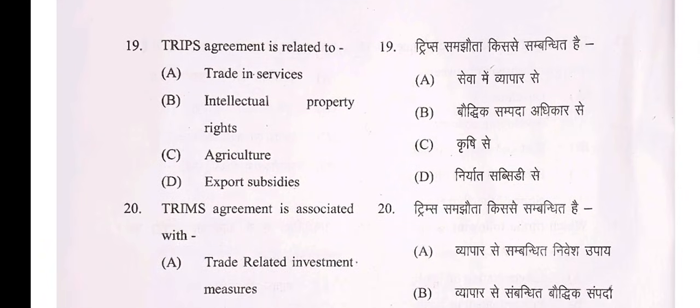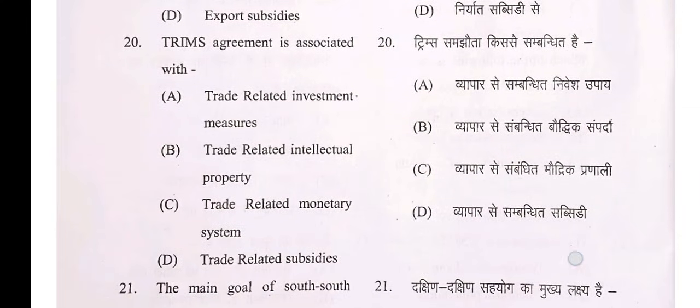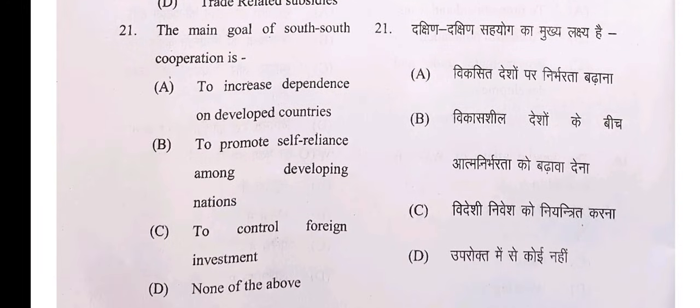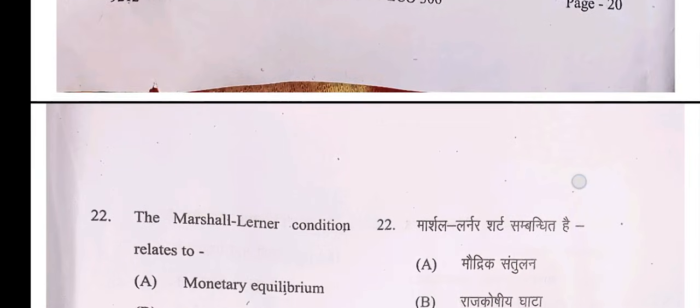TRIPS agreement is related to intellectual property rights. Option B. ट्रिप्स समझौता किससे संबंधित है? Option A, trade related investment measures. The main goal of South-South cooperation is to promote self-reliance among developing nations. Option B correct हो जाएगा.